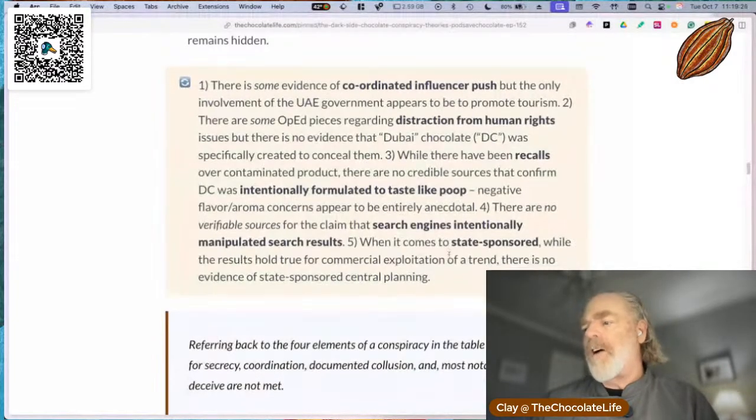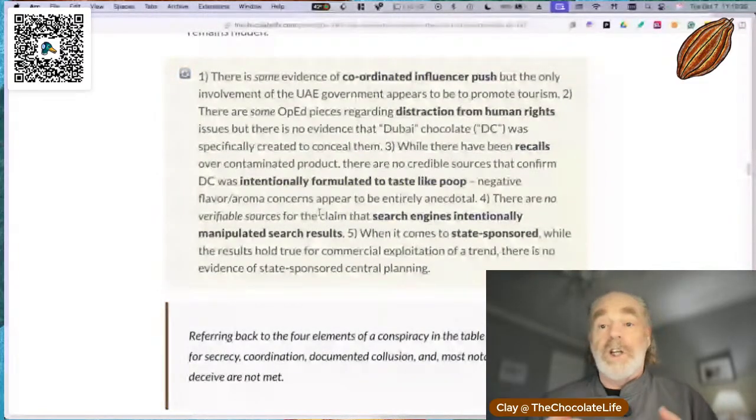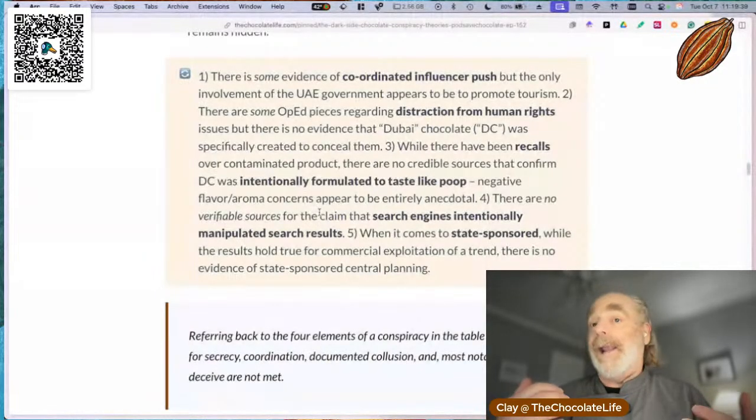There are no verifiable sources for the claims that search engines intentionally manipulated search results. Did Google change their algorithm specifically to promote Dubai chocolate? I don't know how much money would be required to do it.